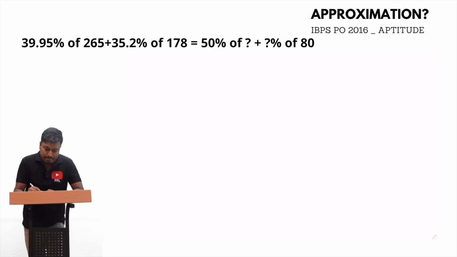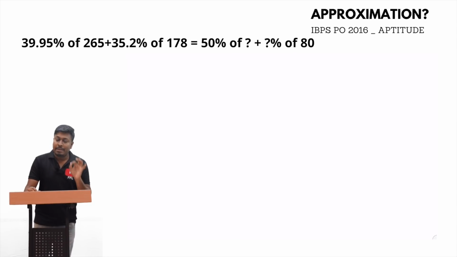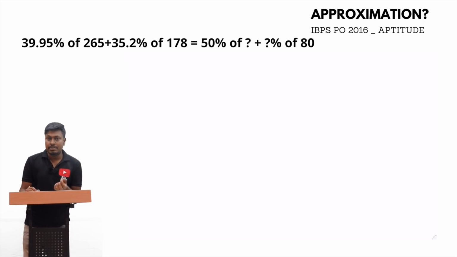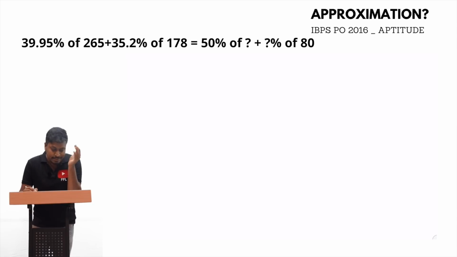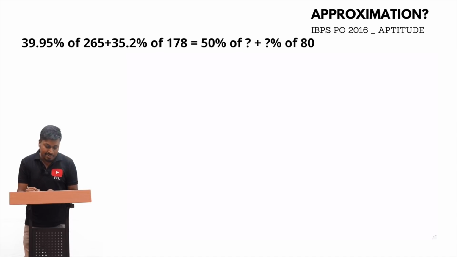39.95% can be written as 40%. We have to approximate the value. So first, always look at the options. If the options are very near numbers, then you have to go with a very careful approximation. If there is a huge difference, then you can just approximate a value, because here 80, 95, 130, huge difference. So it is better to approximate a value easily.